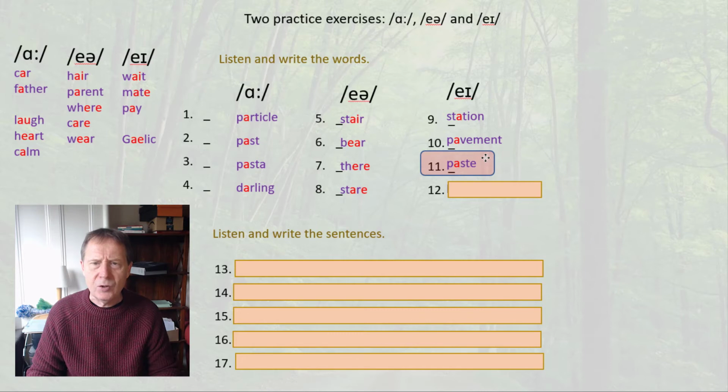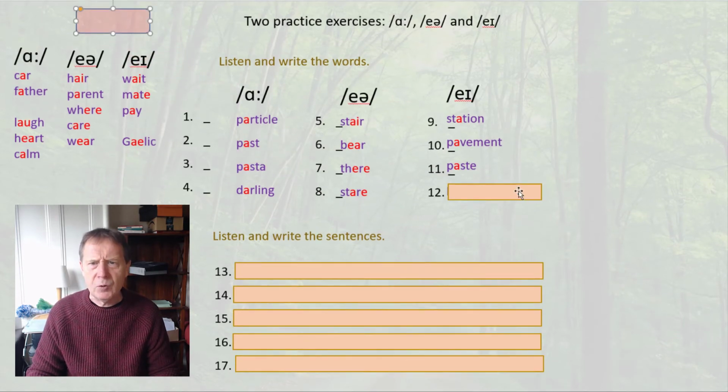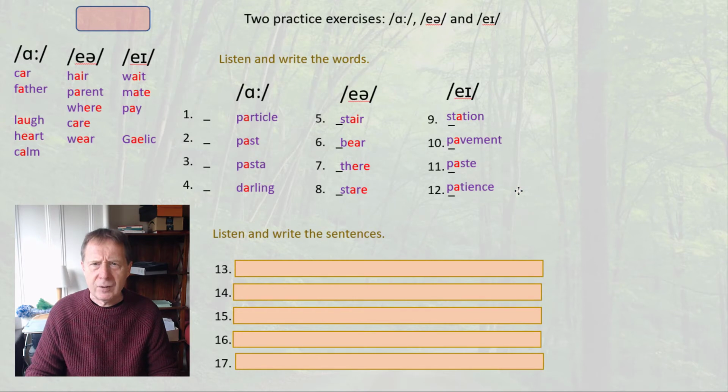So past changes to paste when you put an E at the end, and that's different from pasta, which doesn't have an E at the end. Number 12, patience, patience. Now, let's look at the sentences.